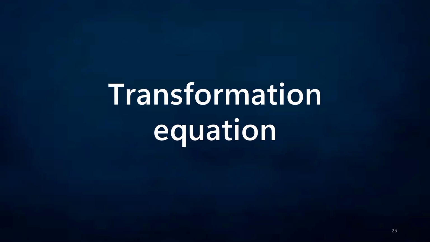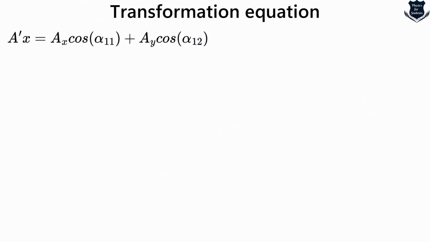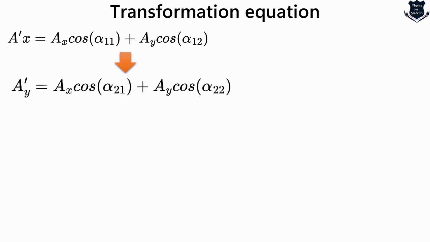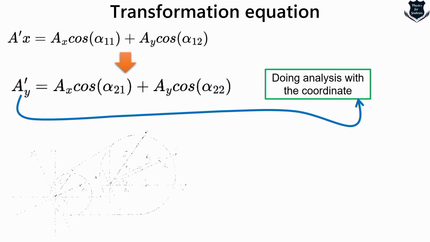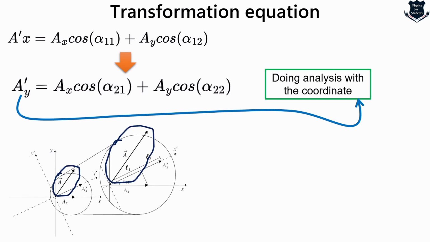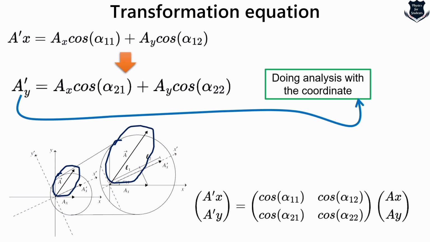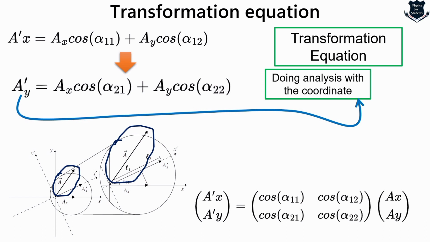This is what is called a transformation equation. Here you see in the transformation equation what we do. This is the transformation equation which we have seen, and from there we can deduce this. The first transformation equation is for A prime X. But if we do the same transformation equation with A prime Y, doing the analysis with the coordinates, where this is the original vector A pointing outwards, we get this one. So A prime X, A prime Y equals the matrix of cos alpha 1 1, alpha 1 2, then cos alpha 2 1, alpha 2 2, followed by the original coordinates AX and AY. So this is what we call a transformation equation.